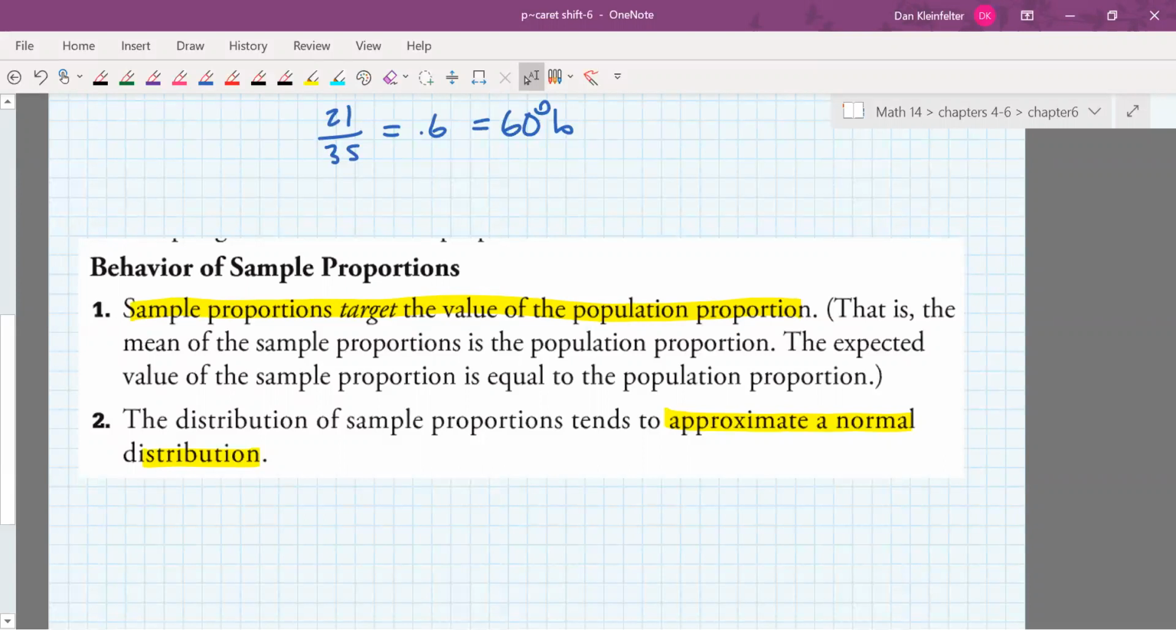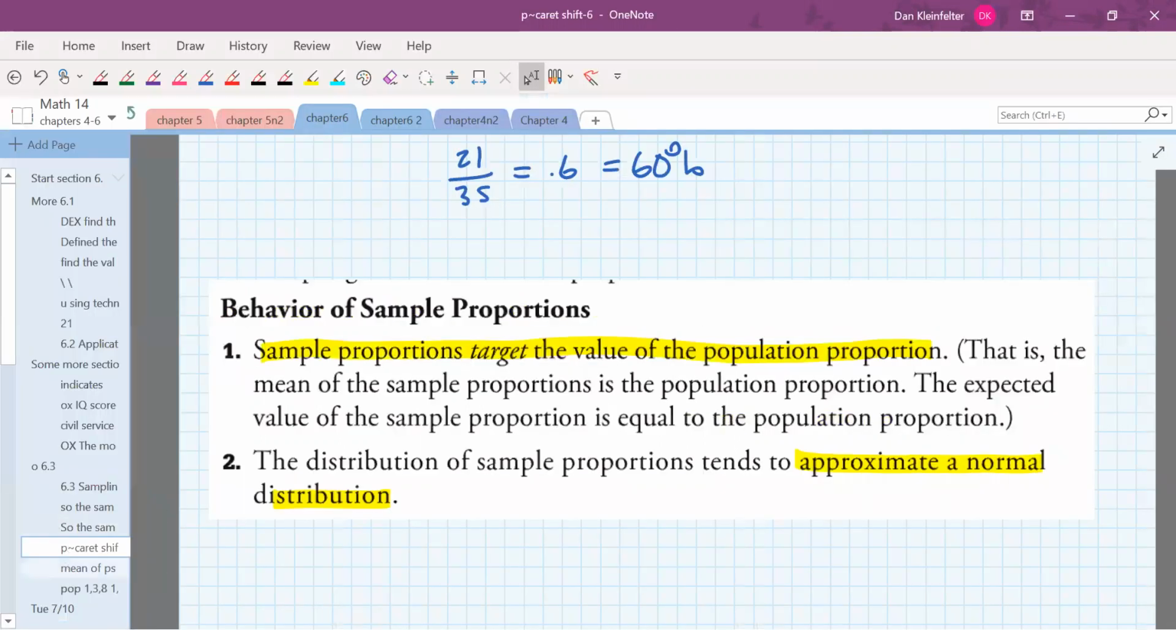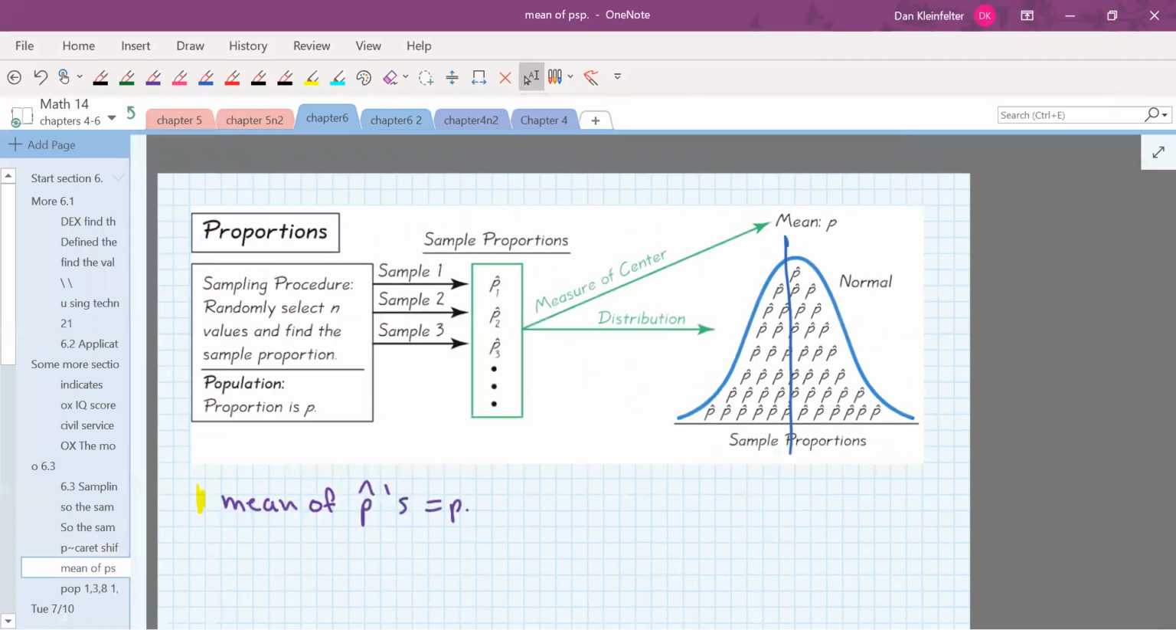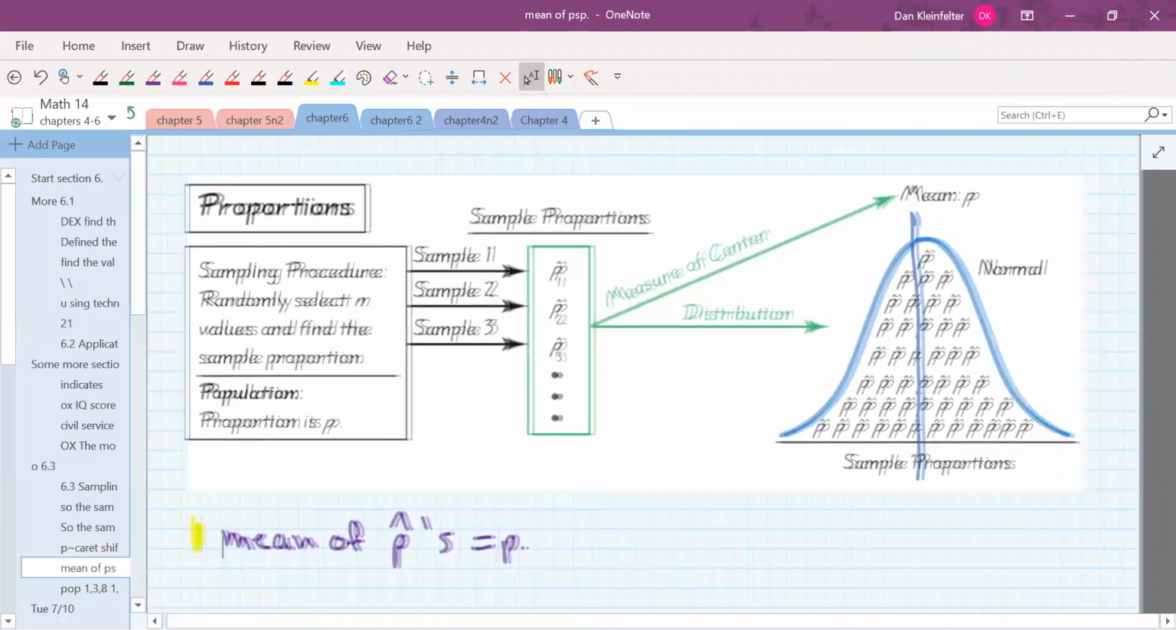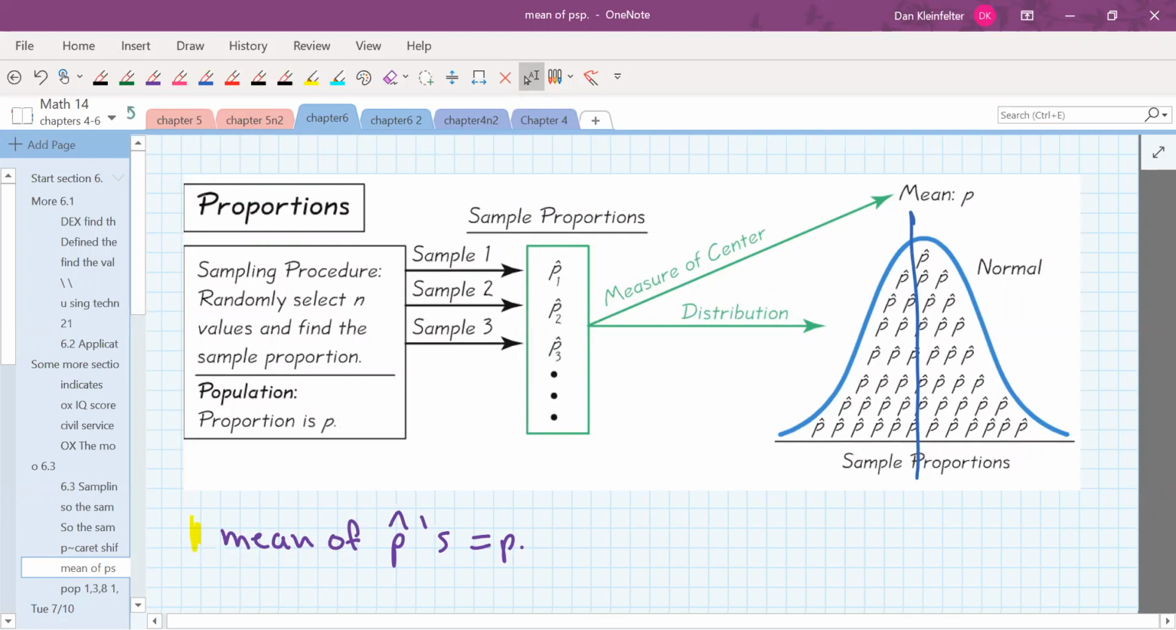So again, what this is going to mean is if you take a whole bunch of samples of a certain size n, and calculate all those proportions, each one is going to be a p hat 1 for the first sample, p hat 2 for the second sample, and p hat 3 for the third sample, and so forth. If you make a distribution of all of those proportions, the mean of all of those p hats is going to be p, your population proportion.